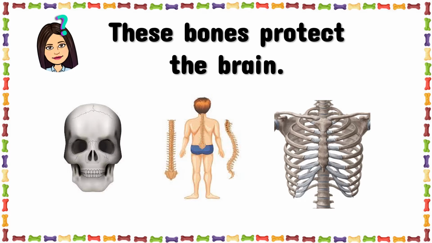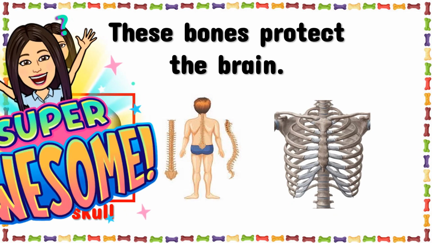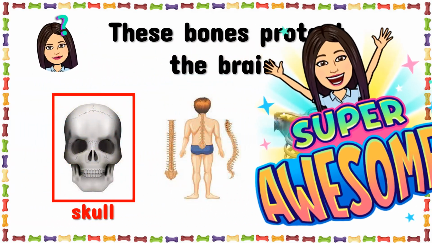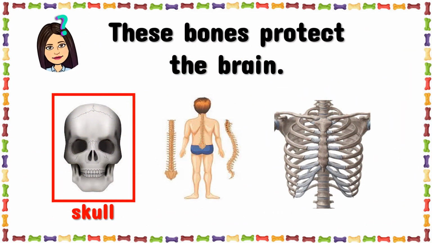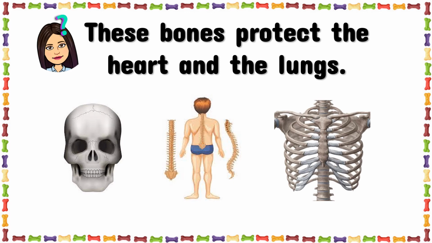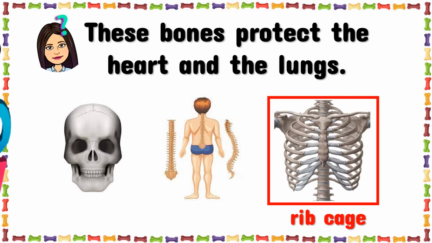These bones protect the brain. The correct answer is skull. These bones protect the heart and the lungs. And the correct answer is rib cage.